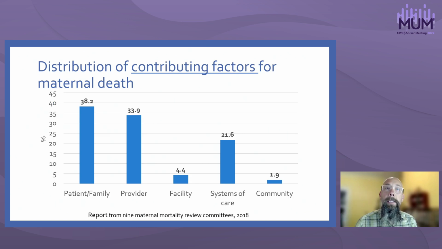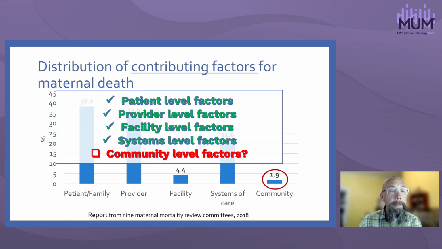So a number of years ago, as a few states began to pilot the use of the MMRIA database when it was newer, CDC presented a report from the first 9 states that shared some of the data from their MMRIA reviews. And one of the findings from that 9-state report was this figure here, which is a summary of how many contributing factors there were at these different levels. For example, at the patient family level, at the provider level, facility, systems of care, and community. And not surprisingly, there were a lot of factors at the patient and family level, a lot at the provider level, some at the facility level, a number at the systems of care, but really not very many at the community level. Now, what makes me say not very many? So as Toby said, I do a lot of work in the social determinants of maternal and perinatal health.